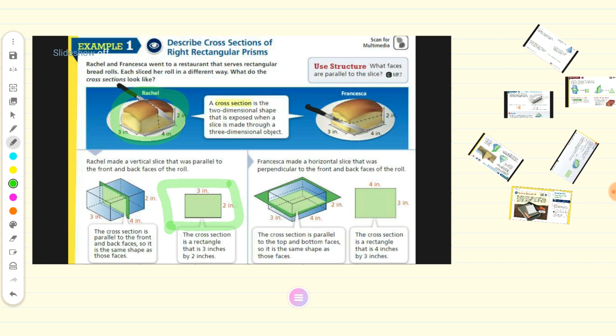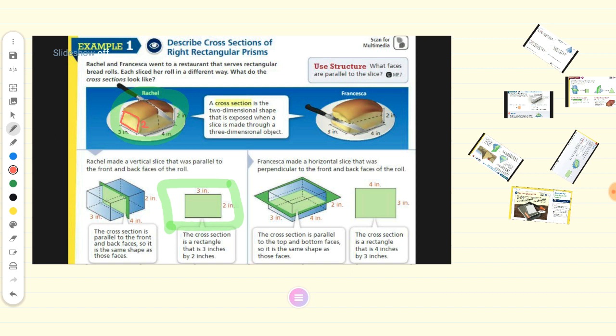Because the dimensions of the bread are 3, 4, 2: 4 for the length, 3 for the width, and 2 for the height. The section here is parallel to the front of the bread, which is in the shape of a rectangle. So the slice will be in the shape of a rectangle too, and its dimensions are 3 and 2 because the height is 2.